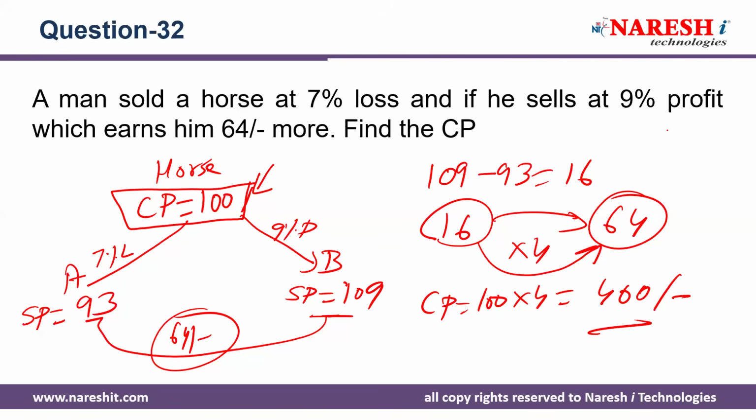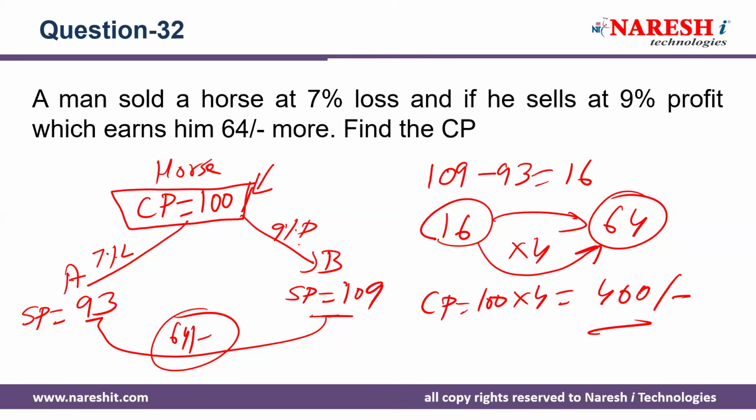But as per the question, the difference should be 64 rupees. How can I change my wrong answer to the correct answer? By multiplying 16 by 4, it will equal 64. Then the wrong cost price, which I assumed as 100, also will be multiplied by 4, and the correct cost price will become 400 rupees.